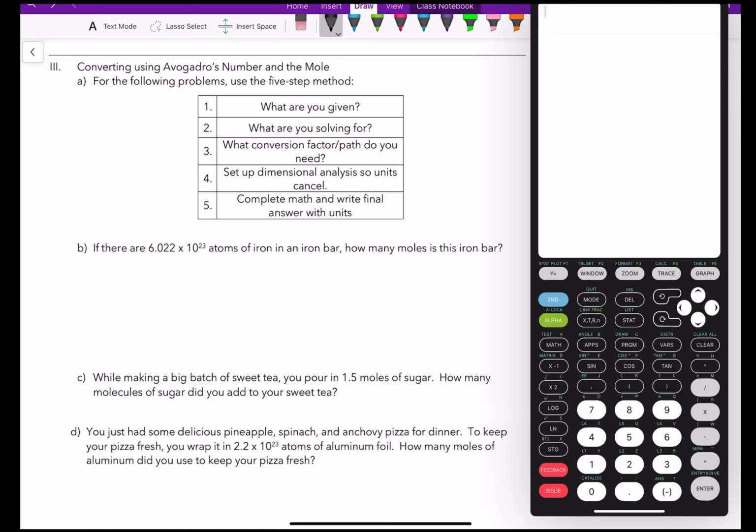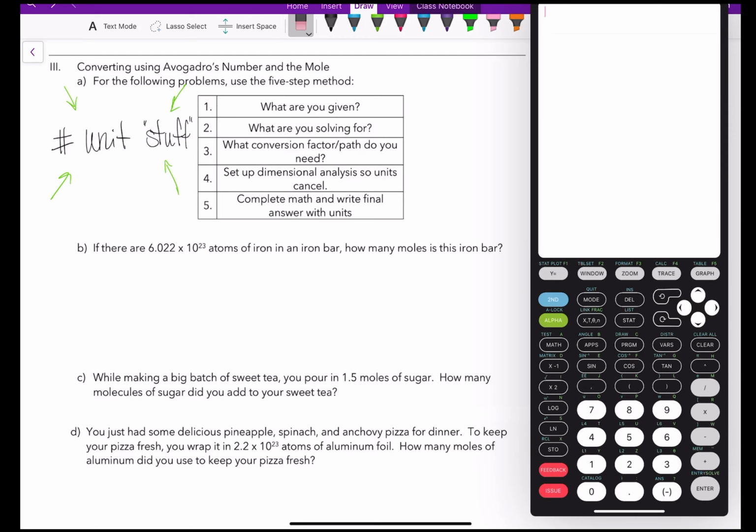So let's get started. Every single time you write down a number, you are going to write down a number followed by a unit and some kind of stuff. And this is super duper important. Every single time you write down a number, it's going to be number, units, stuff. So let's go over this 5-step method.